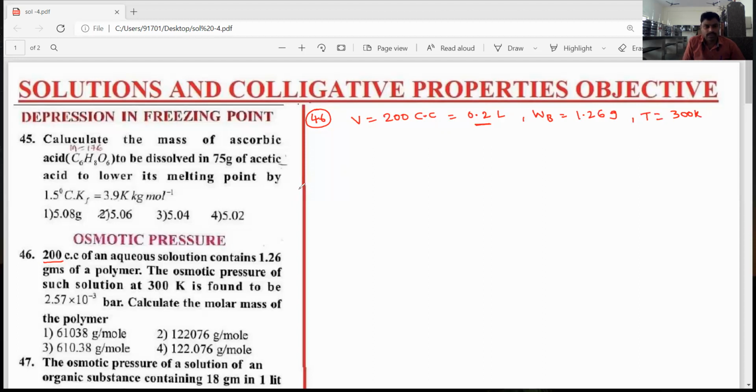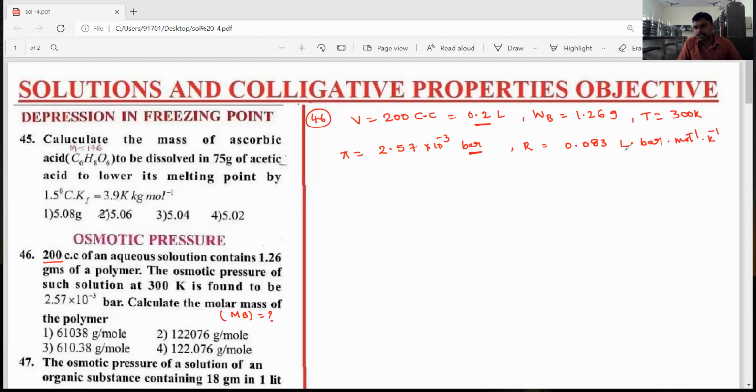Osmotic pressure, they gave, pi is equals to 2.57 into 10 to the power of minus 3 bar. And we have to calculate the molar mass of the polymer. So the polymer molar mass MB we need to calculate. Since the pi value is in bars, the universal gas constant R value in terms of bar is 0.083 liter bar per mole per Kelvin.